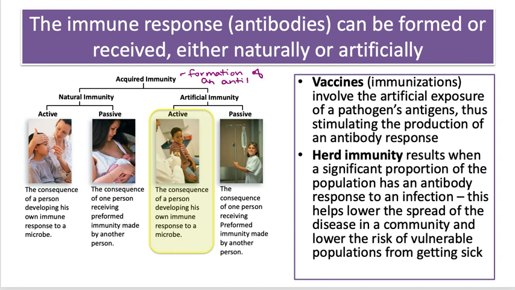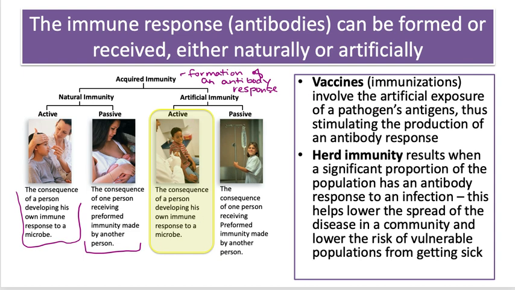So we're still in the third line of defense, right? We went over how someone develops that response by having an active infection. That's what we just went over. If you receive antibodies through breast milk, then that would be passive natural immunity. Passive because you're just receiving the antibodies from another person. But vaccines involve forming the antibody response in an artificial way.